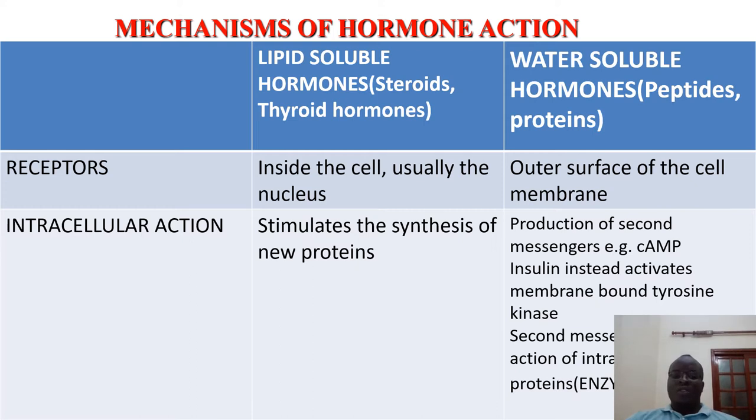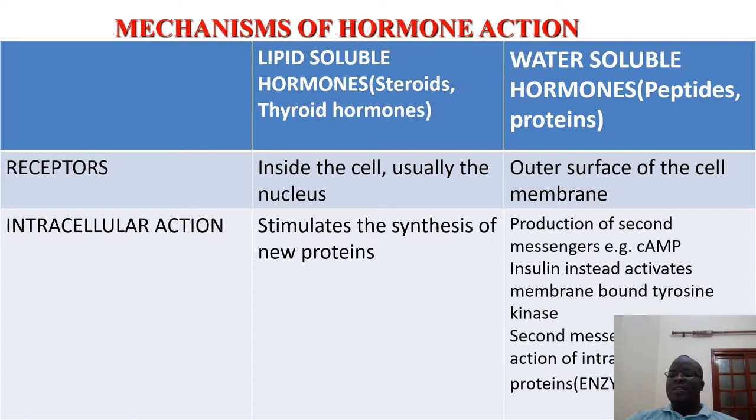For the lipid soluble hormones that enter the cells, they are going to stimulate the synthesis of new proteins, so they are involved in transcription. After transcription, messenger RNA will move to the ribosomes on the rough endoplasmic reticulum for production of protein. There is translation of the messenger RNA into a polypeptide chain taking place at the rough endoplasmic reticulum, because that's where you find the ribosomes, which are the machinery involved in protein synthesis.